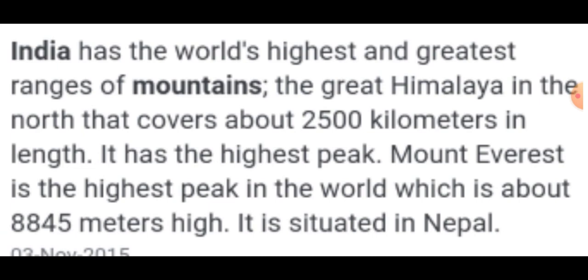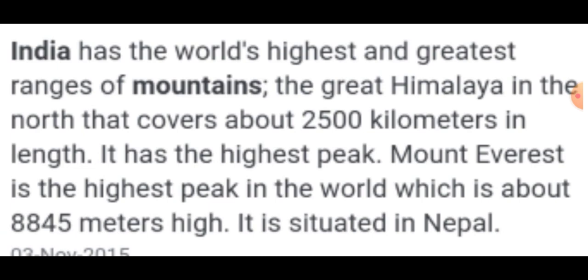The Himalayan mountain covers northern India, about 2500 kilometers in length. The Himalayan mountains' total length is 2500 kilometers. The Himalayan mountain also has the highest peak, which is called Mount Everest. This Mount Everest is the highest peak in the world.